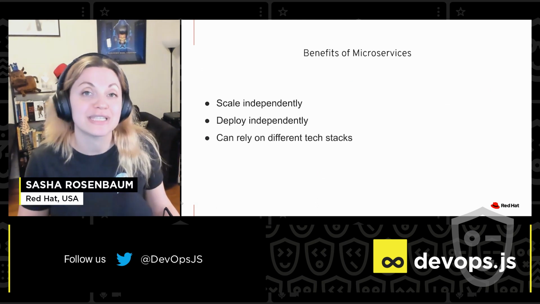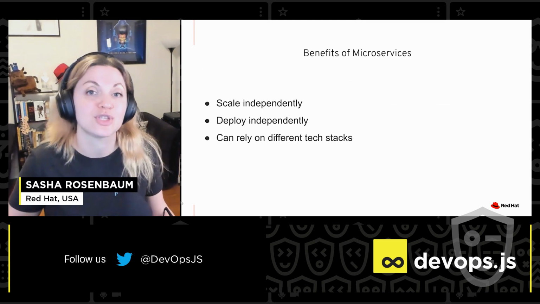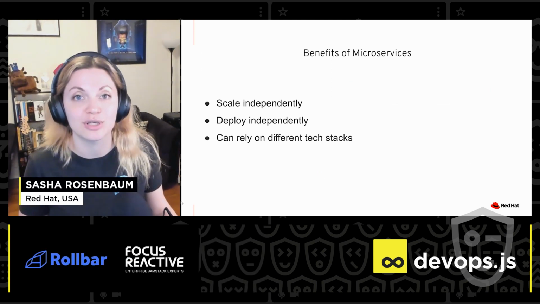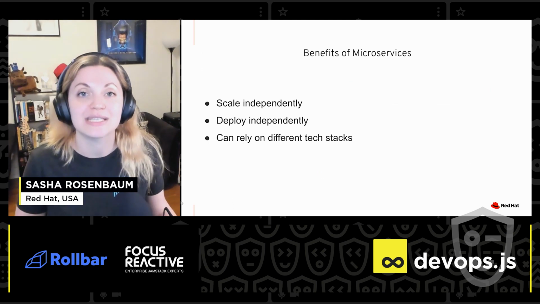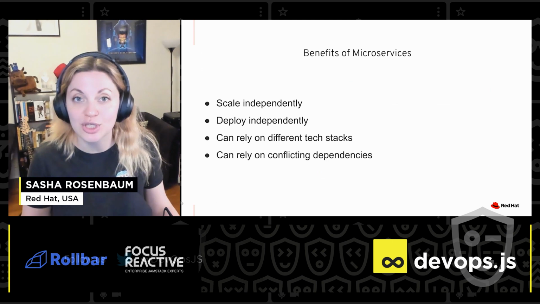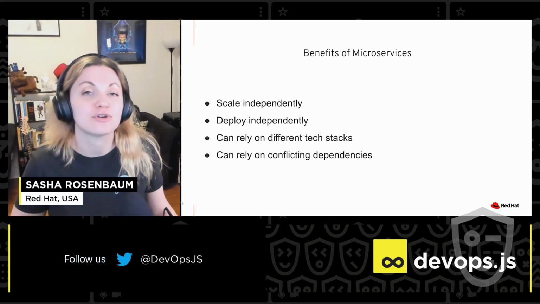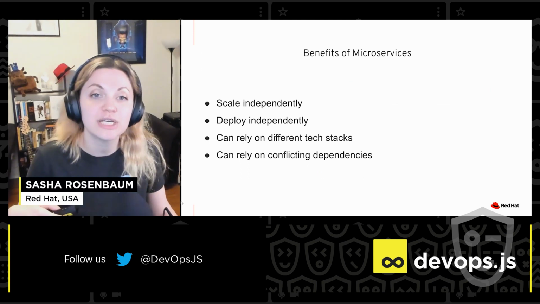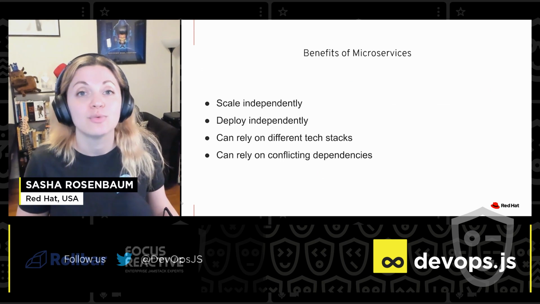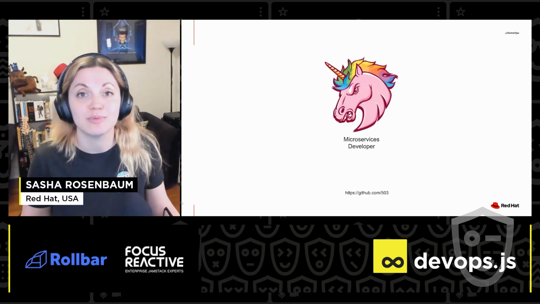You can rely on different tech stacks. So if I want to use Python and you want to use Java, then we can definitely do that. And each service will support the technology that's best applied to it. And then they can rely on conflicting dependencies, which can also be a huge benefit, right? Because if I need Python version 2 and you need Python version 3, if we were in a monolith, we would be conflicting with one another. But now we can have different microservices relying on different versions of the same library.